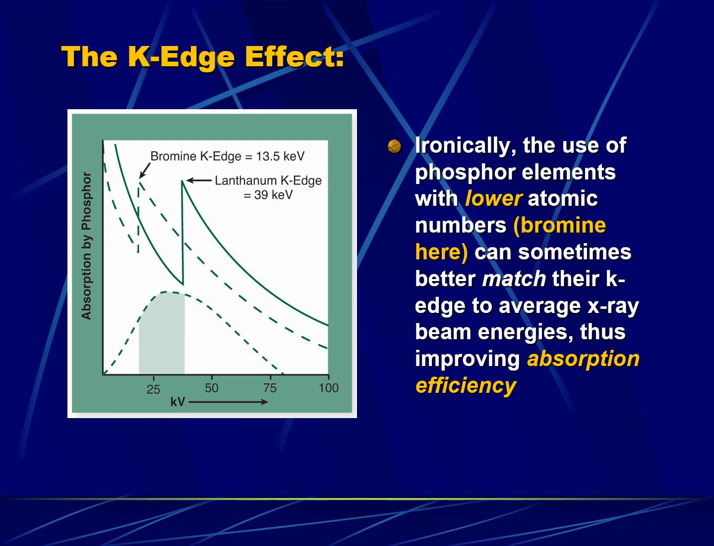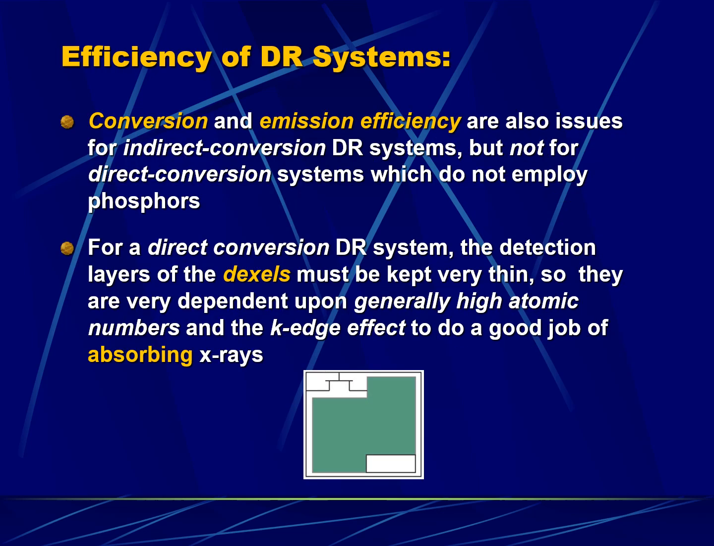Okay. Use of phosphor elements with lower atomic numbers can sometimes better match the K-edge to the average X-ray energies, thus improving absorption efficiency. And so we want higher atomic numbers, but we don't want them so ridiculously high that the K-shell binding energy is outside of the most probable X-ray energy. You see? So we want to match the K-edge to the middle of the Bremsstrahlung curve. And that's how we choose what materials we use to build our CR and indirect DR cassettes out of. Okay?